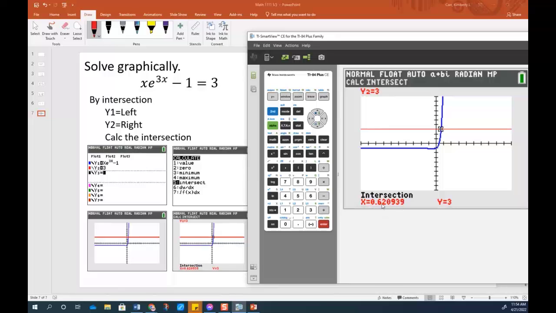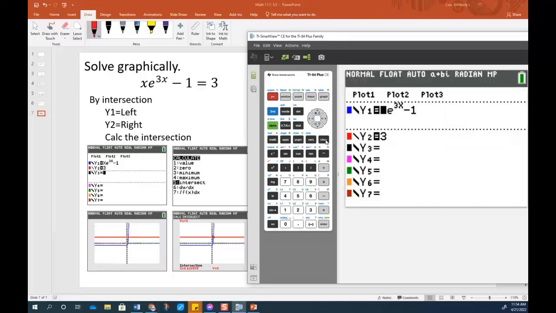And this x value of your intersection corresponds to the x value that was the solution to the equation, okay? Because we were just solving for x. There wasn't a y in this. So I don't need the y of the intersection. And it's 0.620939. So that's really small down here, but that is the same answer. So that's one method of solving graphically.